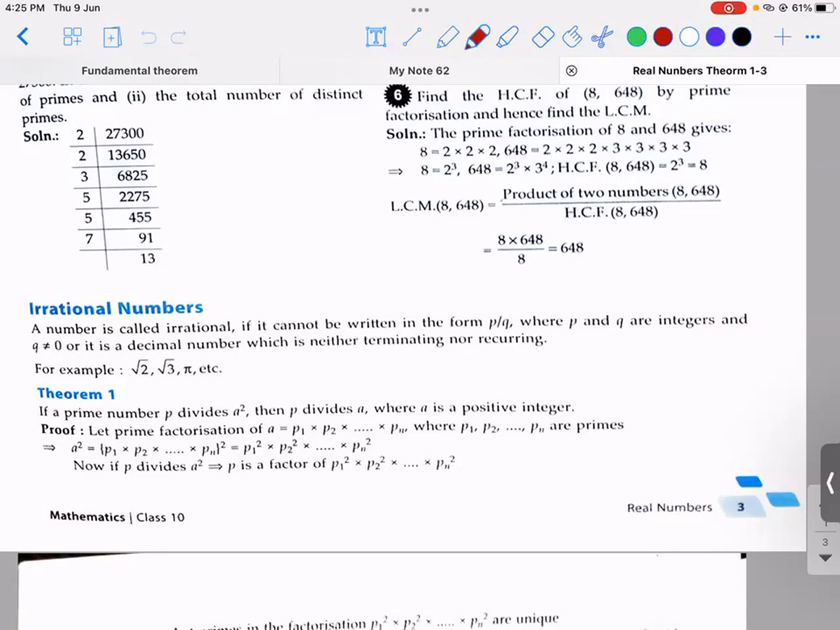When you take a theorem, there is an if and a condition that is given. The statement starts something like this: if I have a prime number p in my hand which is able to divide a square, then I can conclude something. What am I concluding? That p divides a also, where a is some positive integer. It means if this scenario can happen, then this also must happen. Are you able to understand?